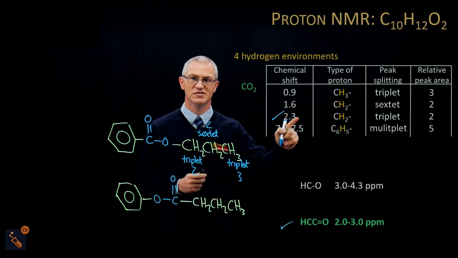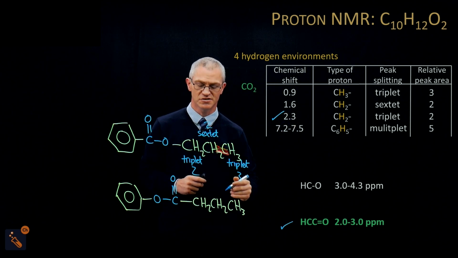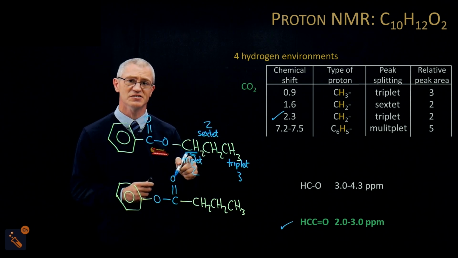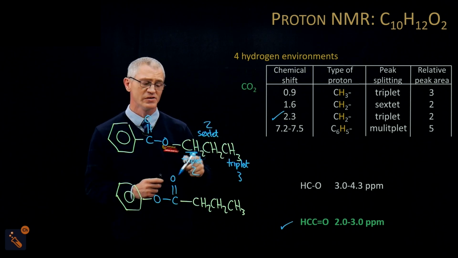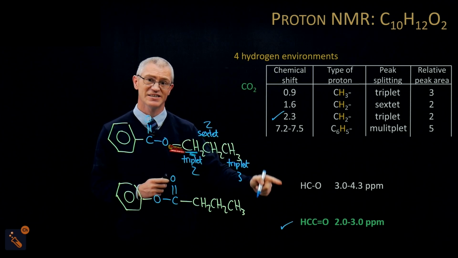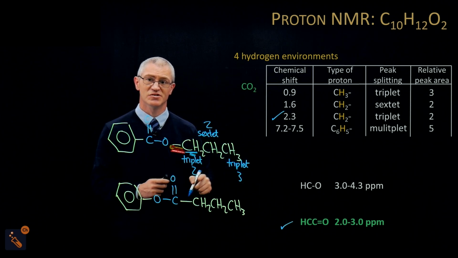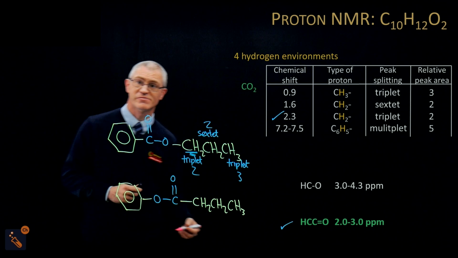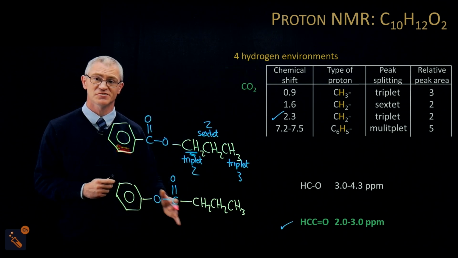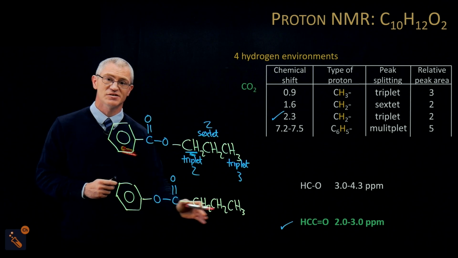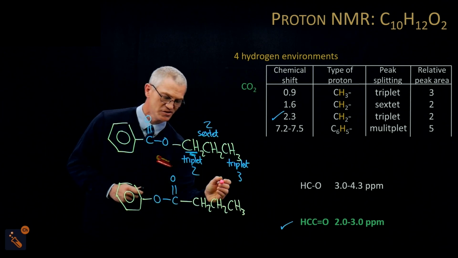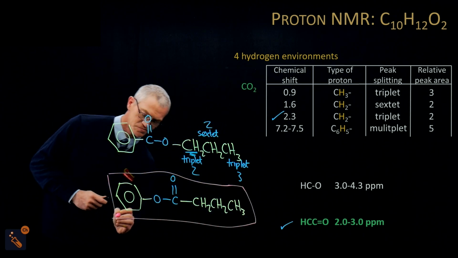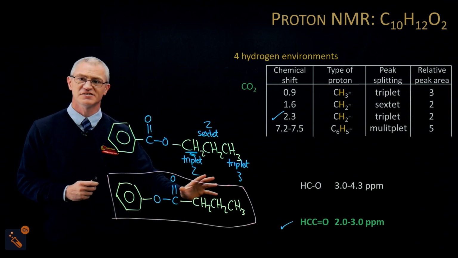That means that CH2 is this CH2 here. That CH2 is a triplet, it's 2, and in this one, it is bonded to the C double bond O. So of these two, which one do you think is correct? Well, the answer is, it is the one where the CH2 is connected to the C double bond O. So the correct one is this one here.